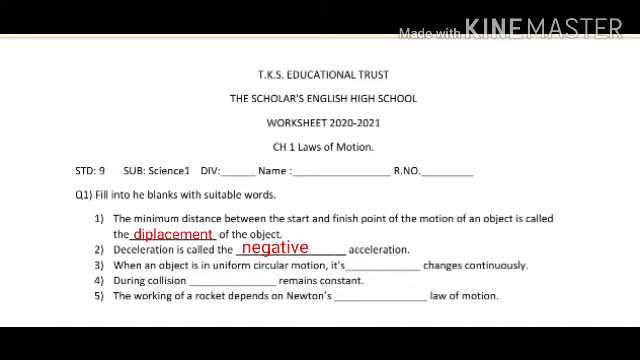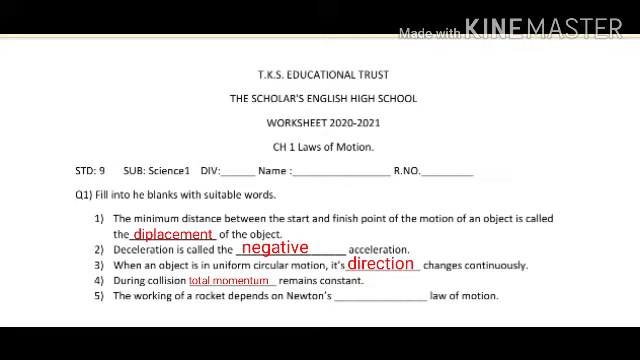Third one is: when an object is in uniform circular motion, its dash changes continuously. What changes? It's the direction. When direction changes continuously, then the object is in uniform circular motion. During collision, dash remains constant. And the answer is total momentum. The momentum before collision and after collision remains same.